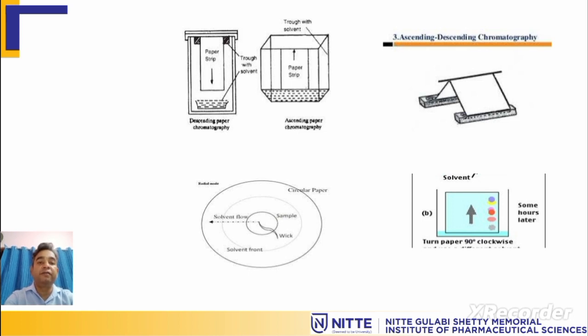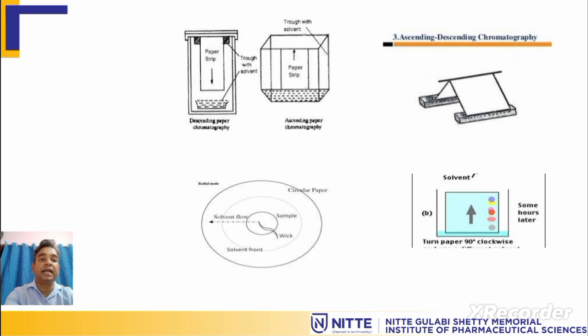Whereas in descending paper chromatography, you can see here, it is a special chamber. The paper with the spotted sample is put into a solvent trough of special design, in which the solvent is at the top, and the solvent, or the mobile phase, moves towards the gravity, so the flow is faster as compared to the ascending one.